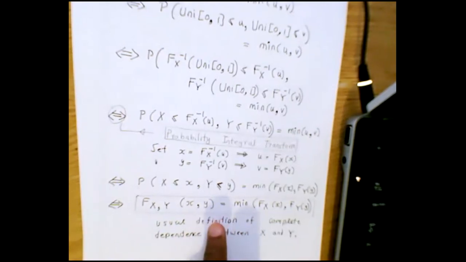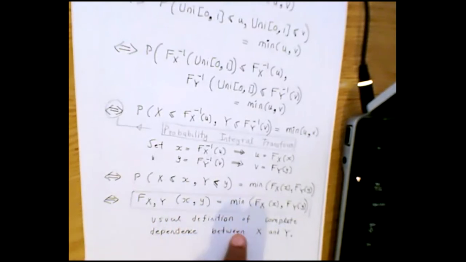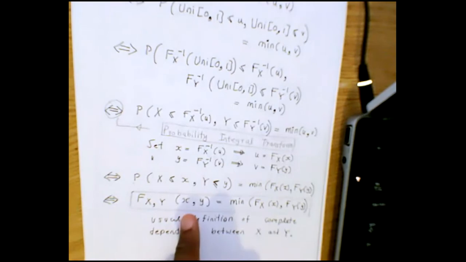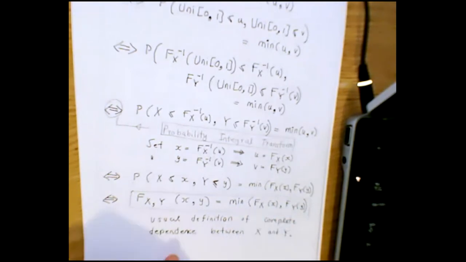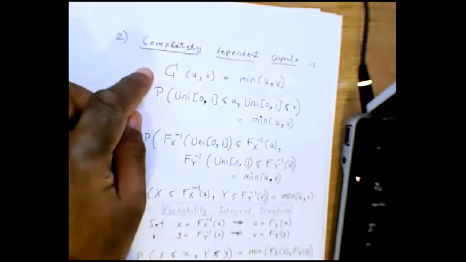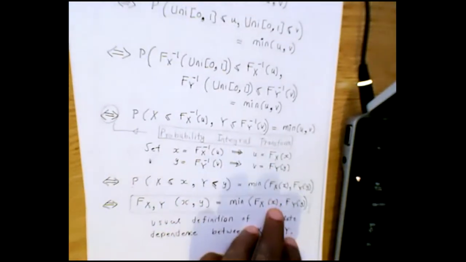And this, if you don't know this already, is the usual definition of complete dependence of two random variables X and Y. You say that two variables X and Y are completely dependent if and only if the joint CDF is equal to the minimum of the two marginal CDFs, right? So again, I have shown that this copula here corresponds to the usual definition of complete dependence of two variables. All right, so that's it.